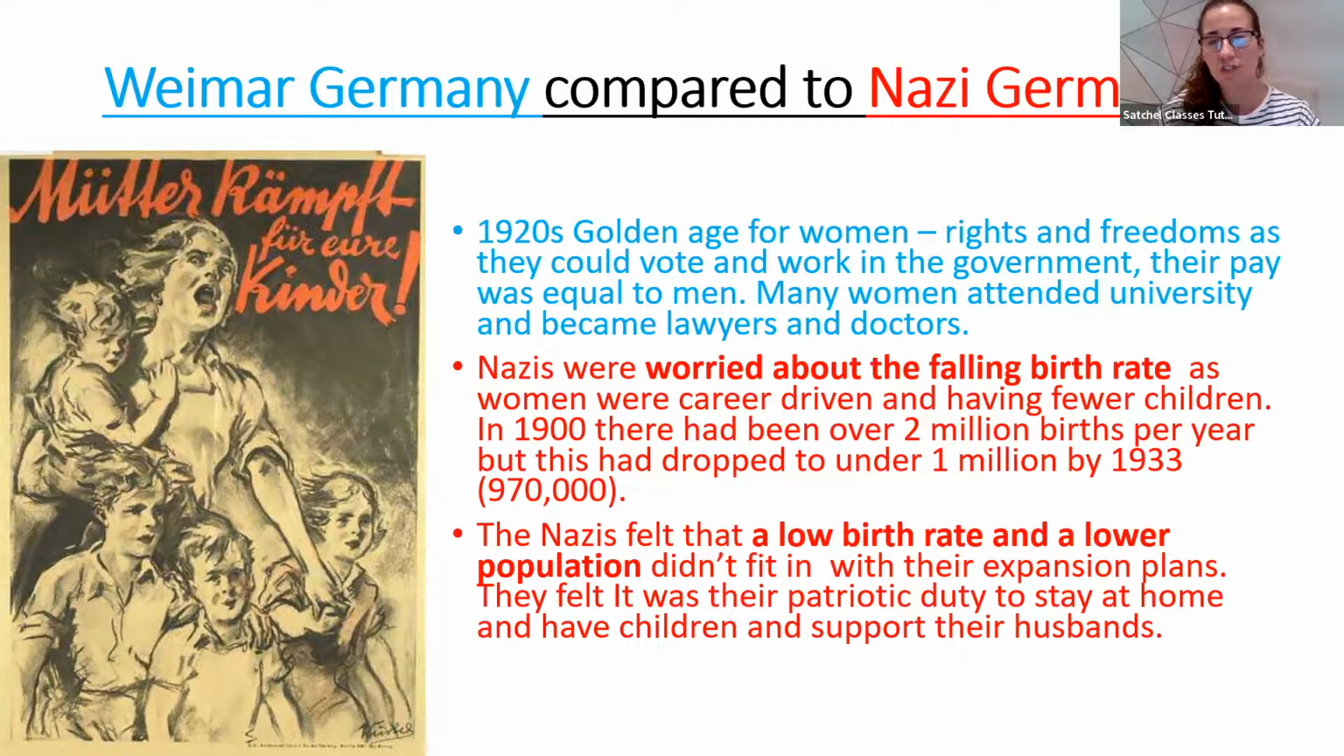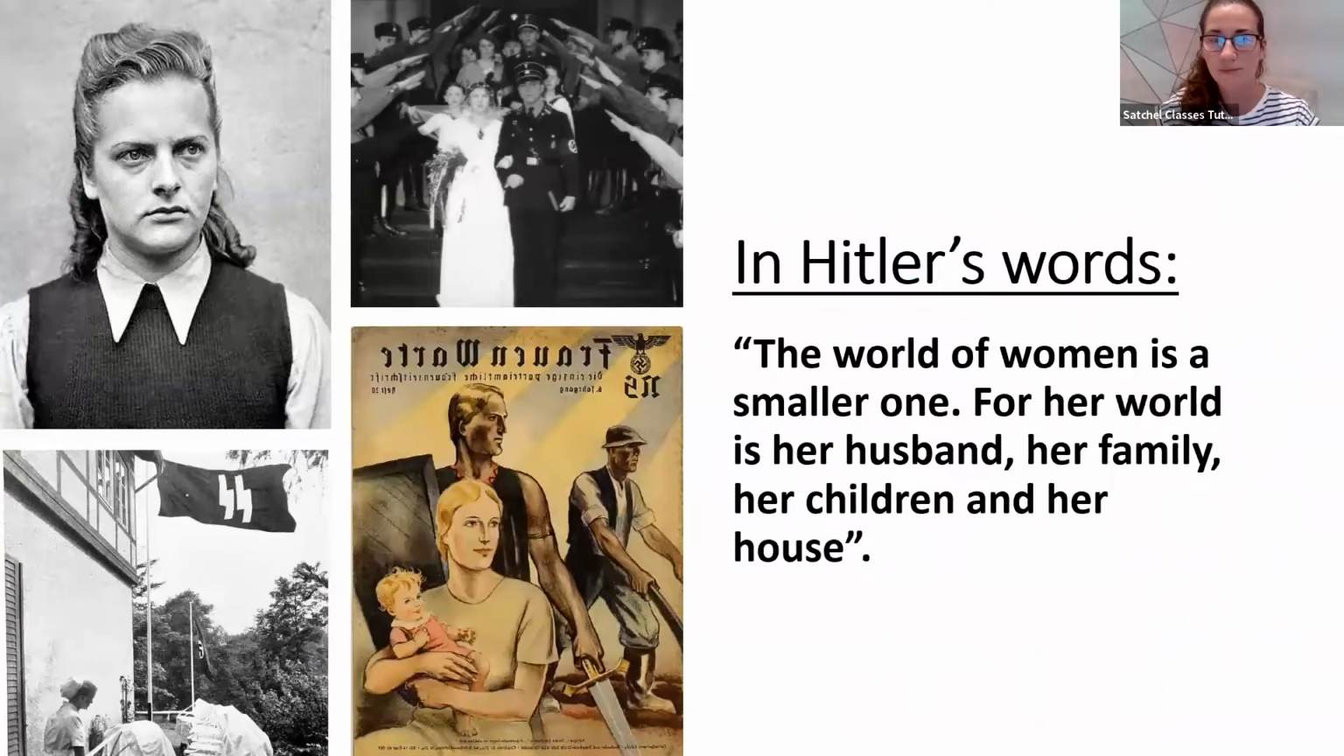So make sure you've jotted down exactly what life was like for women at the time. Because what Hitler's going to do is Hitler is going to say this: the world of women is a smaller one. For her world is her husband, her family, her children, and her house. So you might want to start a spider's diagram now about what Nazi policies are. So that is certainly a really easy quote to jot down, pretty simple one to remember. So I'll give you a moment to do that. Please pause the video.